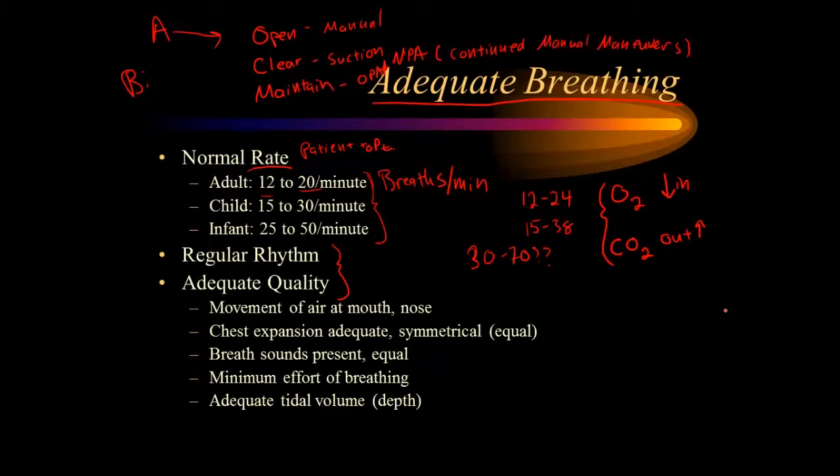The big thing, I think, though, is adequate quality. So we need to have movement of air at the mouth and nose. This is the part where we listen and feel, especially if our patient's unconscious. It gets a little weird if you try and stick your face in somebody's face if they're conscious. You can ask them how well they're breathing at that point. We also want to assess their chest expansion. This may require that you basically take off their shirt if you're having a hard time seeing.